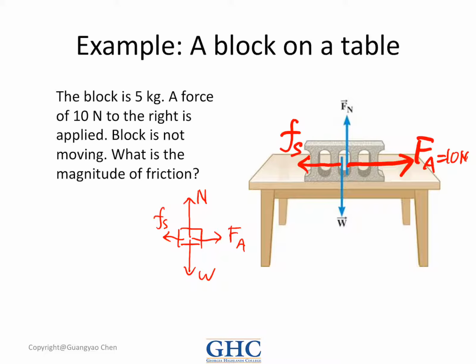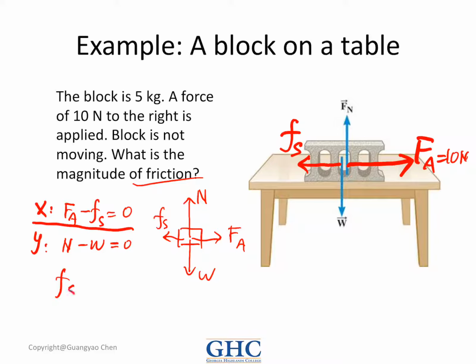So in the y direction, nothing changed. In the x direction, force applied minus static friction should give us 0. In the y direction, normal force minus weight should give us 0. And it's asking for friction, so we solve the equation in the x direction. Friction should equal the force applied, which is 10 newtons.